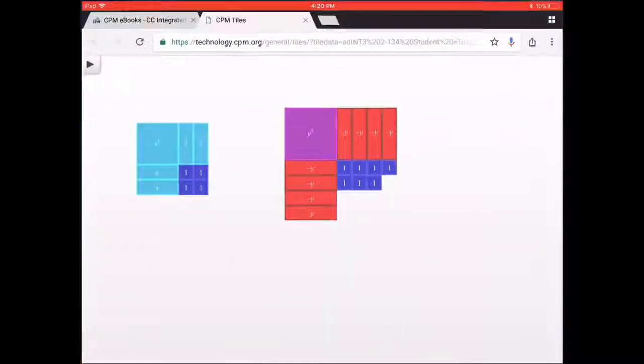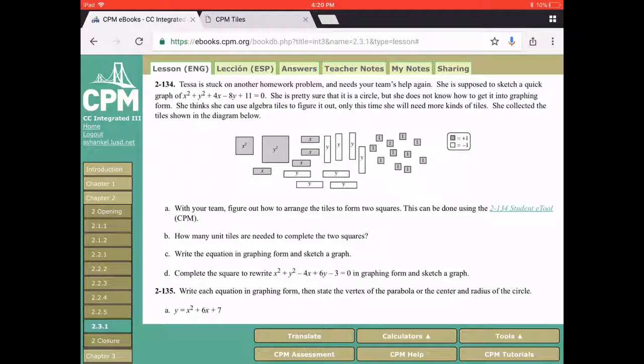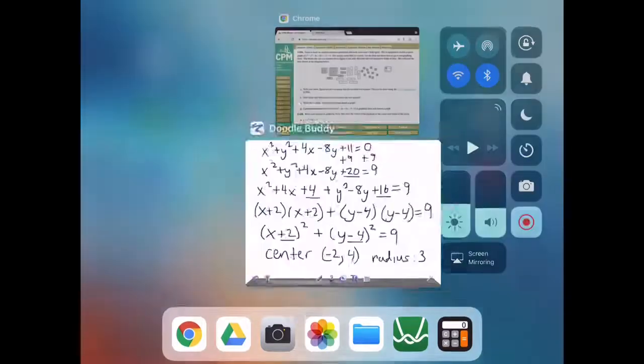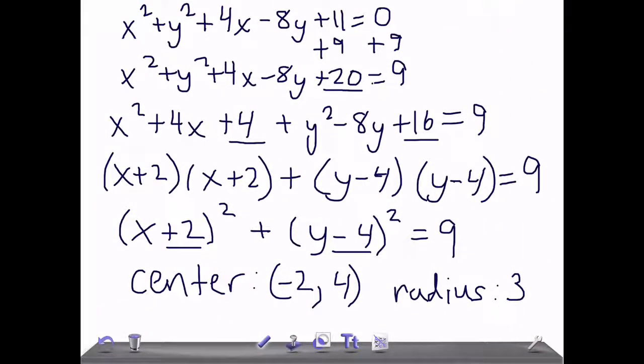Okay, let's go back to the problem and make sure we answered all the questions. It asked us to arrange the tiles to form two squares. We did that. Part B, how many tiles would we need to add? We had to add 9. Part C, write the equation in graphing form, and then sketch the graph. To sketch the graph, we need to know where the center is, which is at (-2, 4). You would plot that point on the graph. The radius is 3, so you would go out in every direction 3 units from the center, and you should be able to easily draw that circle.